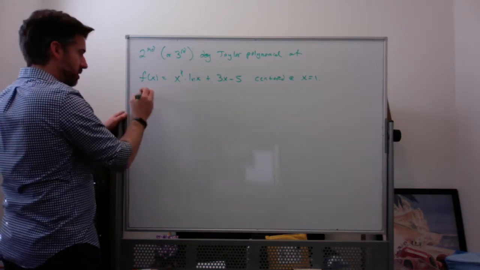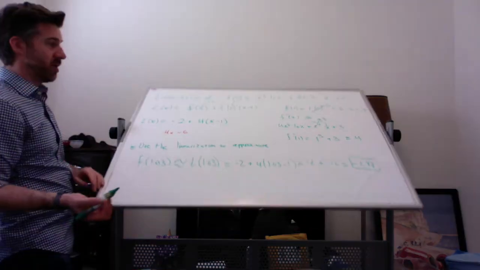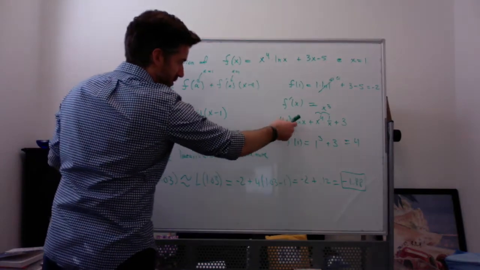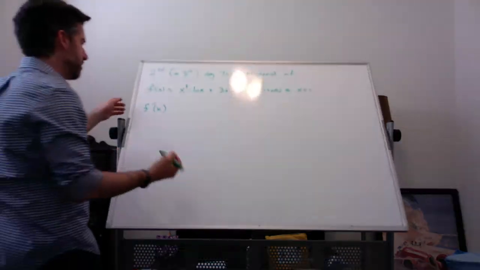So I know the original function is here. I know my derivative, actually the derivative is on the other side, so let's go back and look real quick. The derivative is 4x cubed times natural log of x plus x cubed plus 3. Convenient.